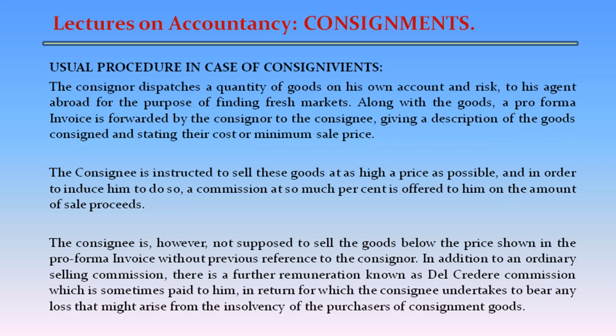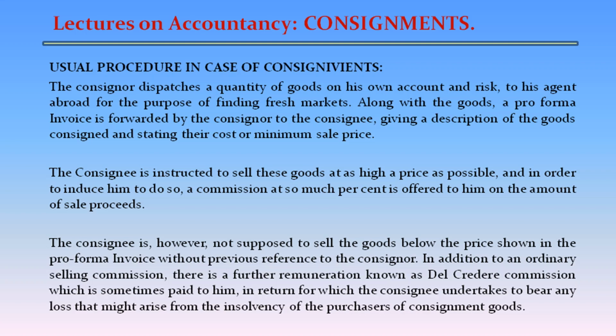Usual procedure in case of consignments. The consignor dispatches a quantity of goods on his own account and risk to his agent abroad for the purpose of finding fresh markets. Along with these goods, a pro forma invoice is forwarded by the consignor to the consignee, giving a description of the goods consigned and stating their cost or minimum sale price.